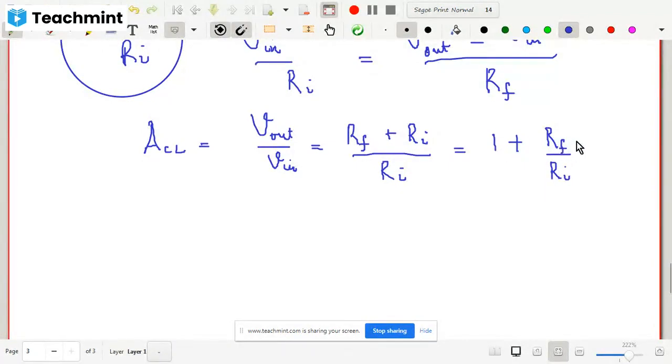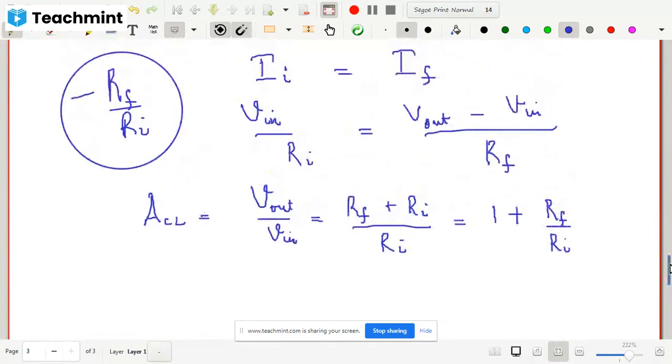So 1 plus 15, the gain is 16. So basically, to get a high gain, you need to increase the value of feedback. The value of feedback should be high as compared to the input resistance. Those are the important points which you need to remember here. And one more thing, the gain in this case is positive, and the gain in the previous case, which is this one, it was negative. So remember those 2 points, and these 2 important formulas.